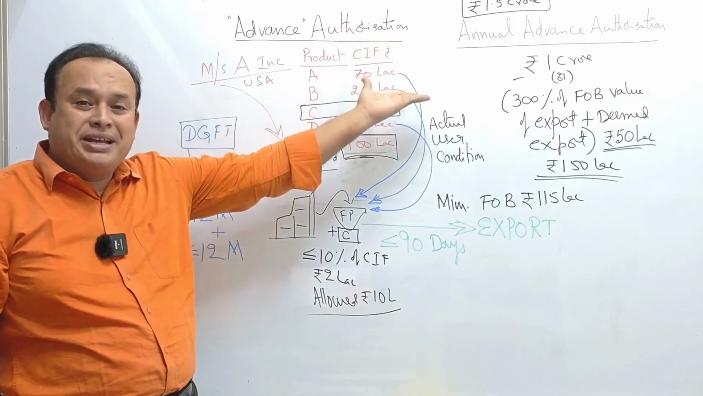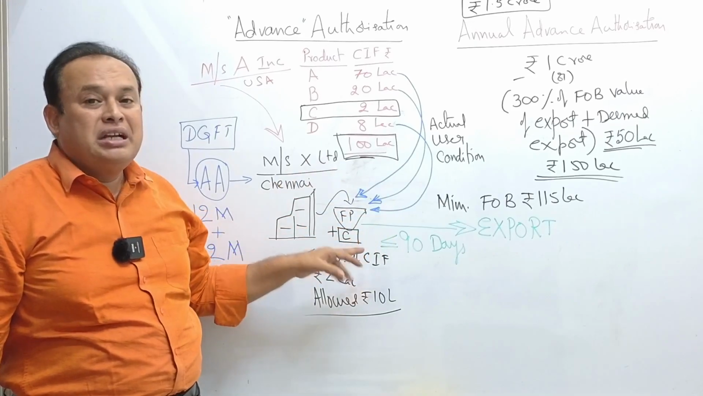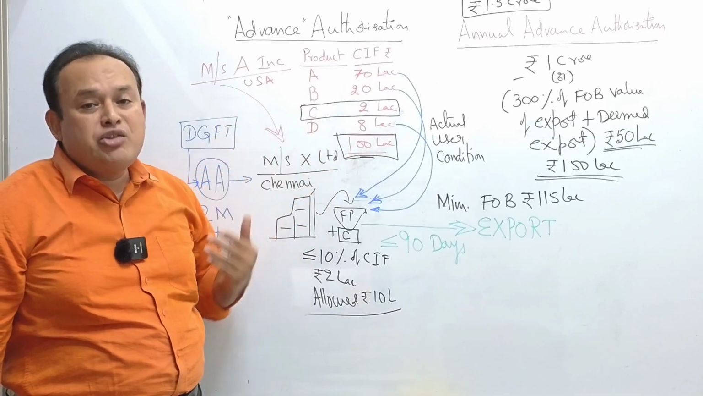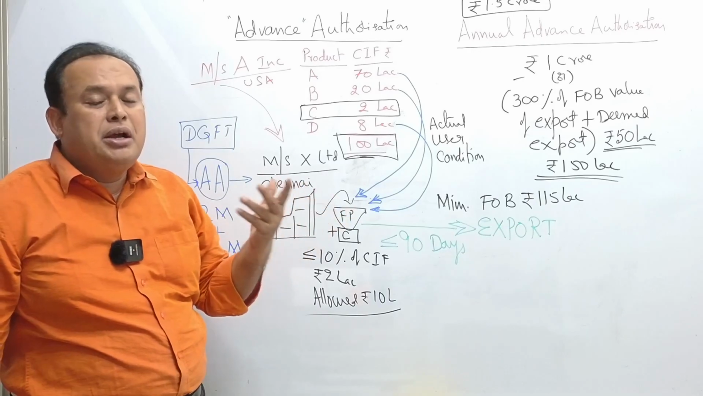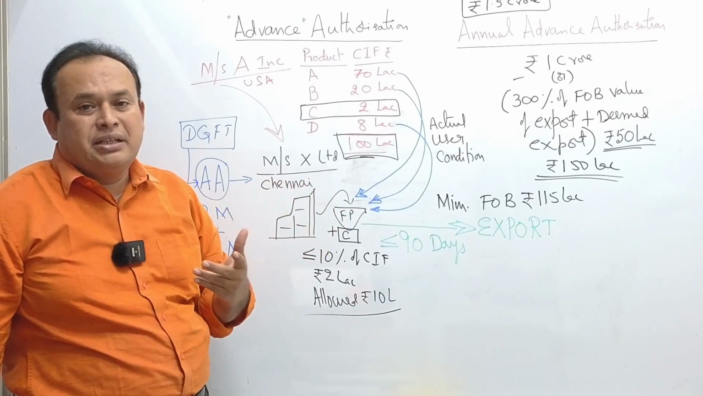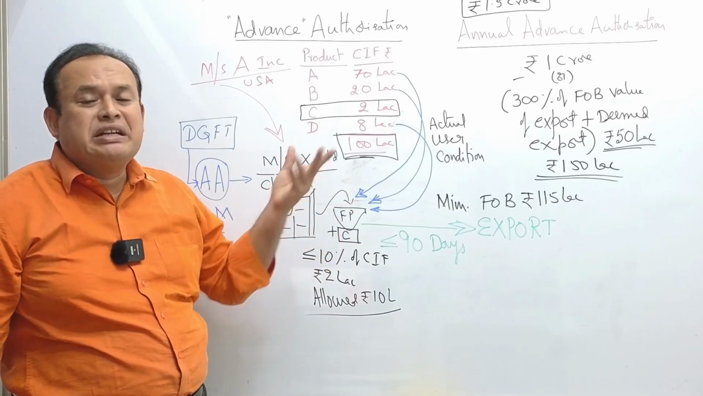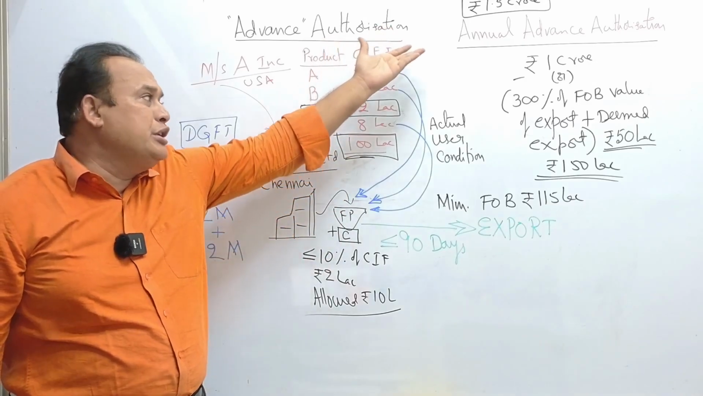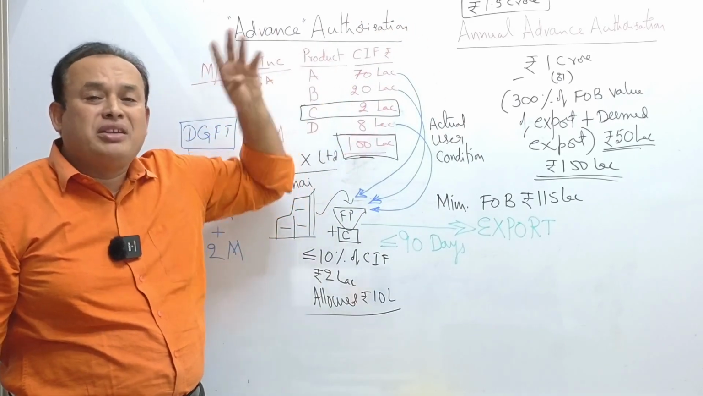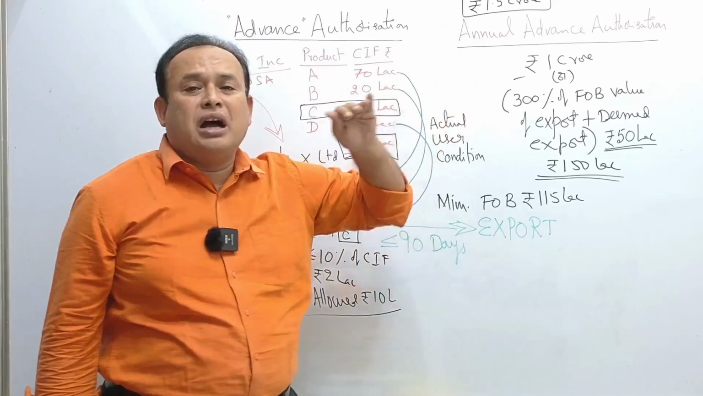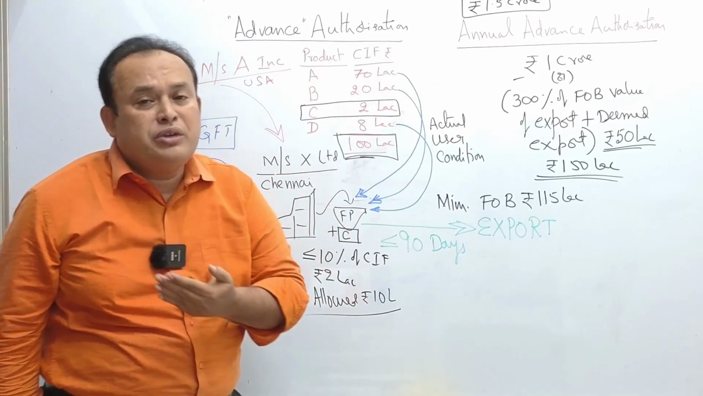On an annual basis also you can get it, provided you have been in the export business for the past 2 years, manufacturing and exporting. Therefore, in the current year you are entitled to the annual advance authorization, which is equal to 300% of the FOB value of the previous year's exports plus deemed exports, or 1 crore, whichever is higher. In the given example, we got 1.5 crores as the highest value. That is the annual advance authorization. Up to that 1.5 crores, duty is not required to be paid on import of your goods in the entire financial year.